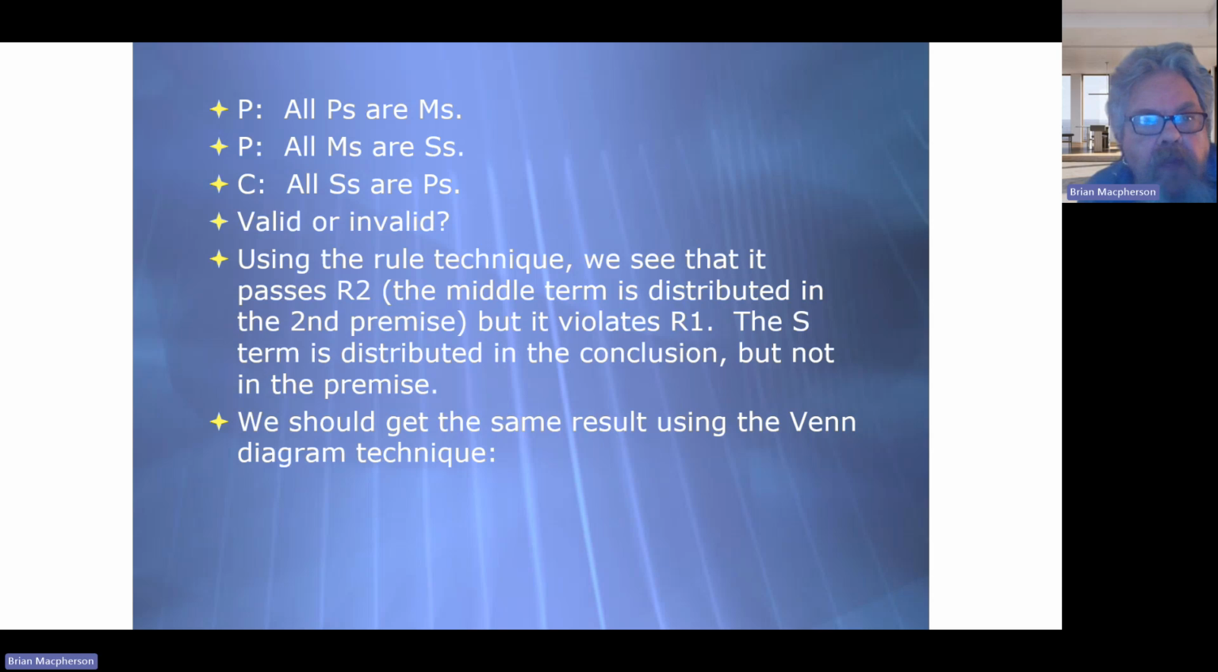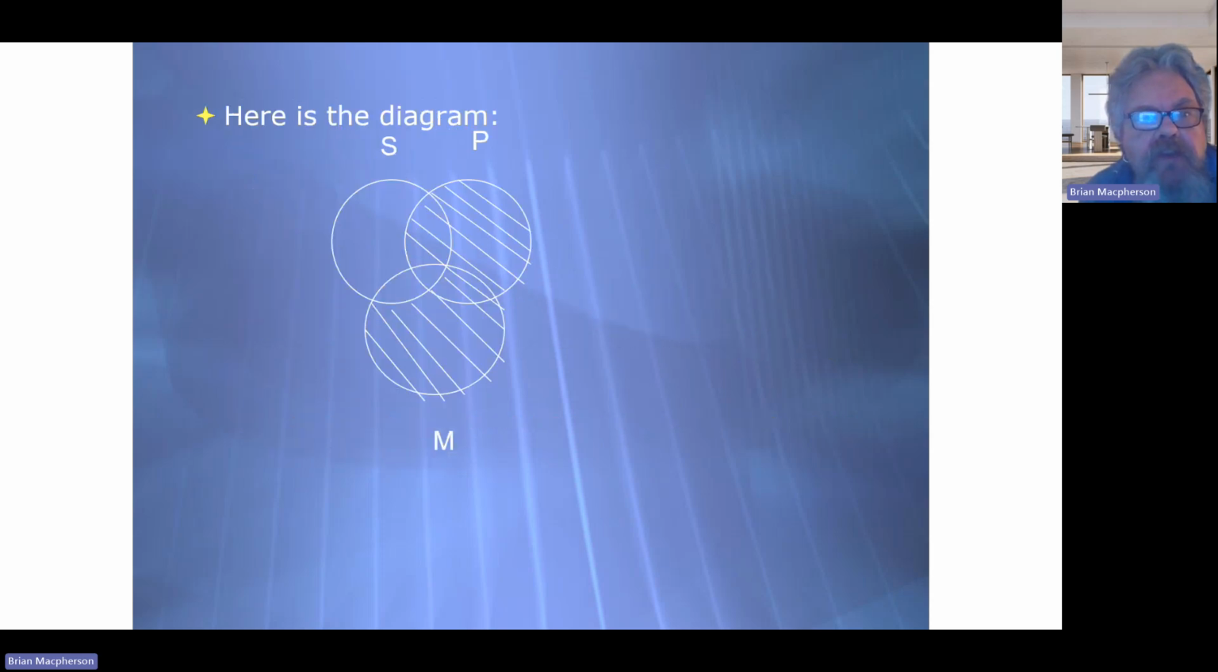It violates, again, the rule that any term distributed in the conclusion must be distributed in the premise in which it occurs. Although the conclusion is talking about all S's, the premise is not talking about all S's. Therefore, it violates that rule. And in addition, by diagramming in the premises in the Venn diagram, we do not get the conclusion. Therefore, the argument is invalid.